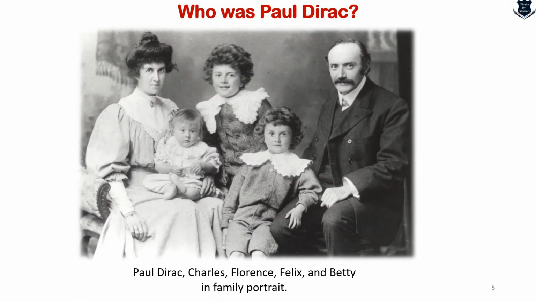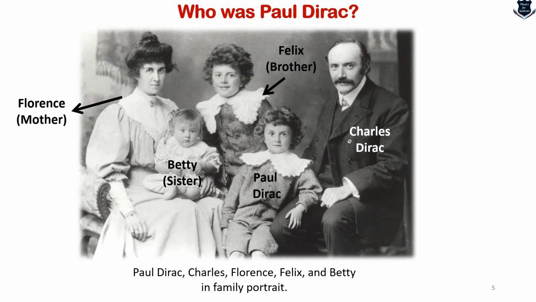Now here is, I would say, a photograph of a family portrait, and I have been able to decipher it. This is Charles Dirac, father of Paul Dirac. This is actually Paul Dirac. This is Felix, his elder brother, his sister Betty, and this is his mother Florence.